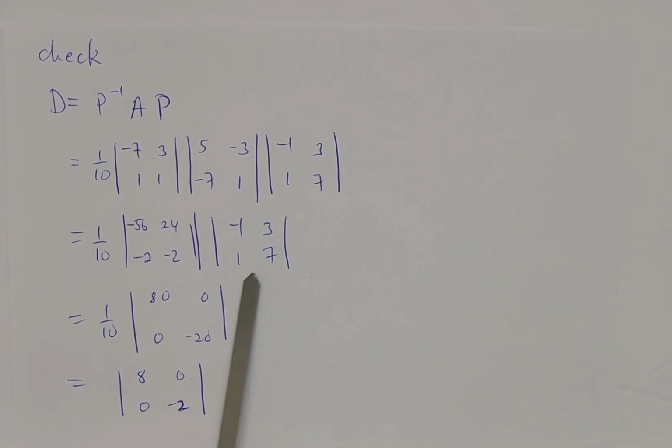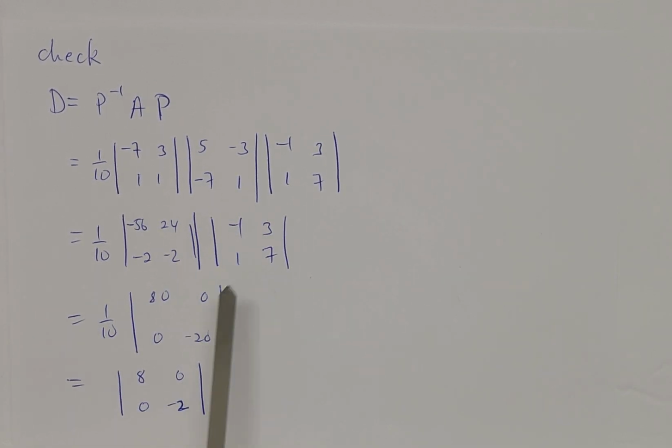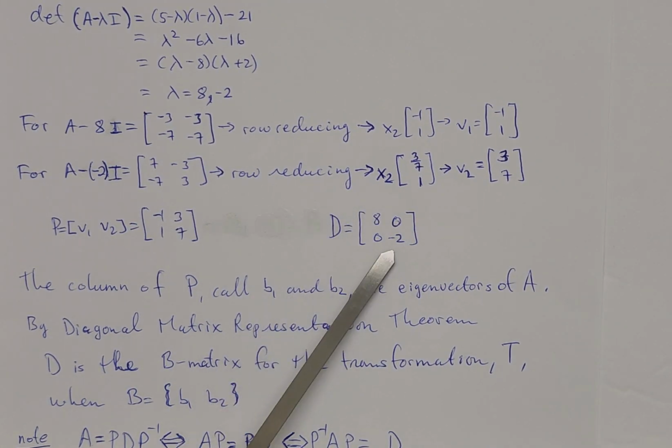Bring down the P. Same process again. This row times this column gives me this 80. This row times this column gives me 0. This row times this column gives me 0. This row times this column gives me negative 20. Now multiply the 1/10 to the whole thing, and it comes out to be 8, 0, 0, negative 2, which is our eigenvalue matrix as we have from over here.